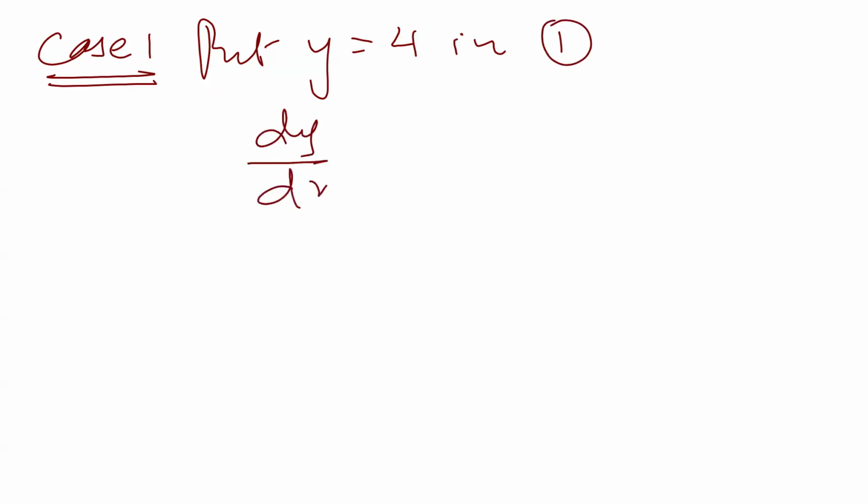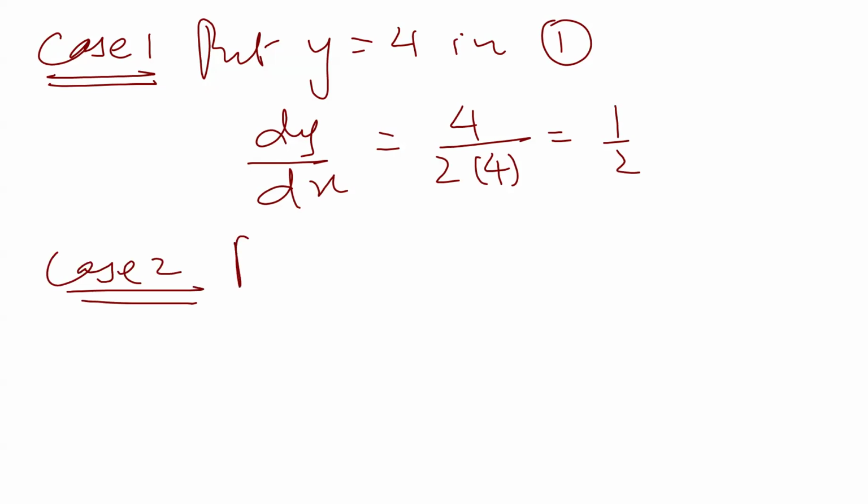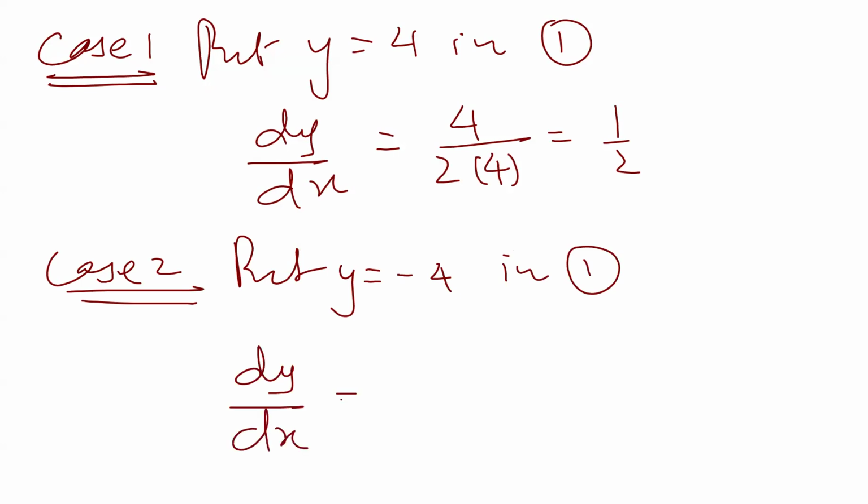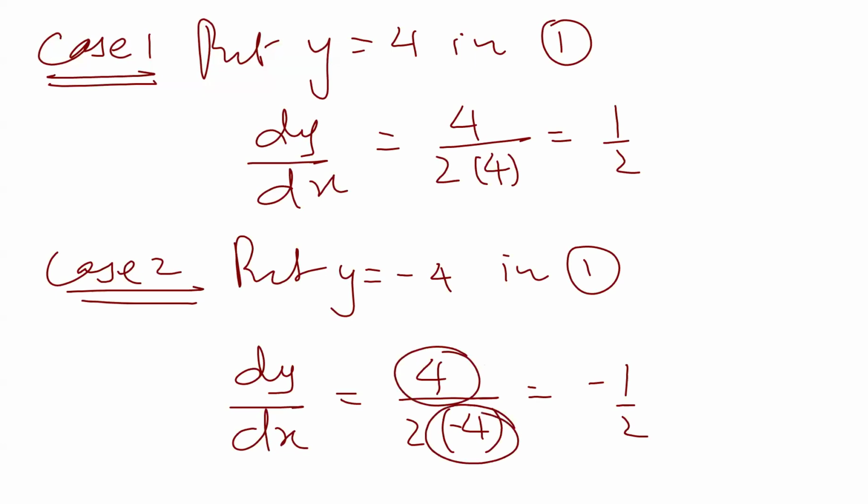So dy by dx is equal to 4 upon 2y. So y is 4, so this is equal to half. And case 2, put y equal to minus 4 in equation number 1. Dy by dx is equal to 4 upon 2 into minus 4. So this is equal to minus half, because 4 upon minus 4 will give you minus 1.